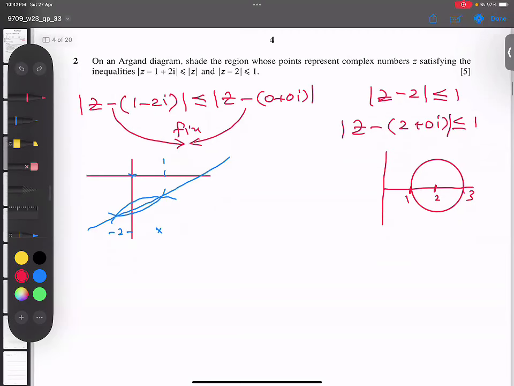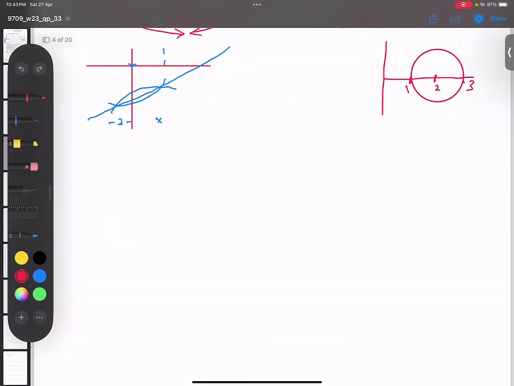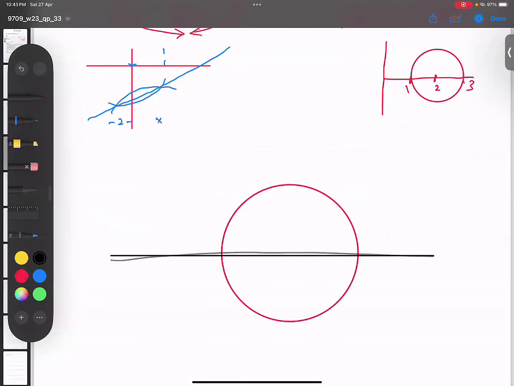Now I'm going to combine both. So let's start. According to the plan, this is 2. Here we have 3. Here we have 1. And the same distance I will make here.